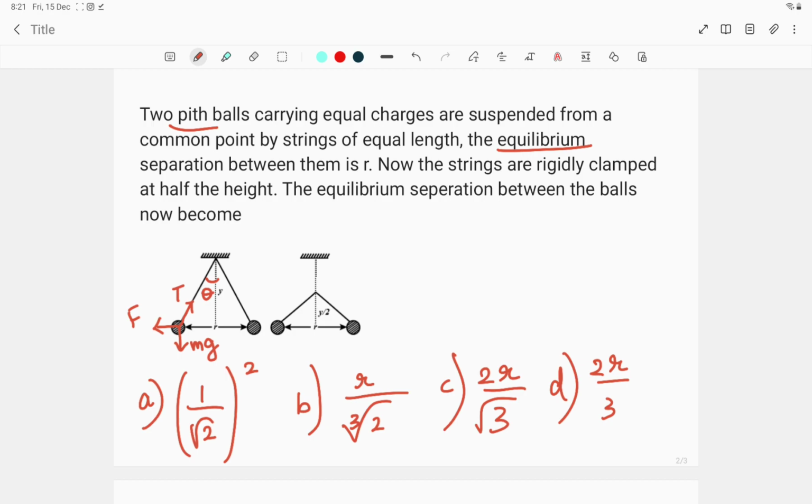So here, what is asked? First we will concentrate on the distance r. Let us see how we can solve this. In the second half of the question, the rigid support was here before. Now the new position is this new place, which is y by 2 length from the original value. So what will happen to this r value? That is the question. Let us imagine this is r dash and this is r.